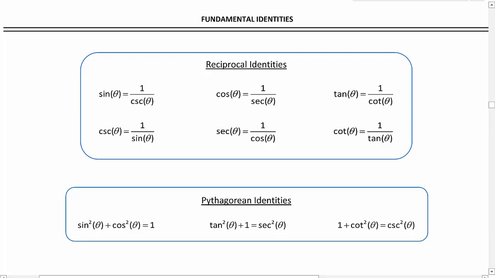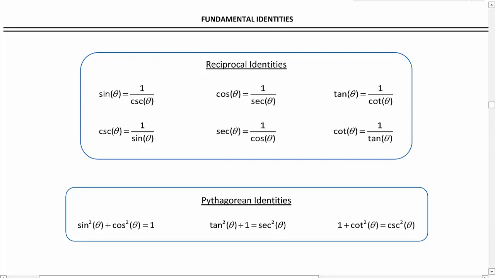Cosine and secant are reciprocals of each other. Cosine of theta equals 1 over secant of theta. Secant of theta equals 1 over cosine of theta. And tangent and cotangent are reciprocals of each other. Tangent of theta equals 1 over cotangent of theta. Cotangent of theta equals 1 over tangent of theta.